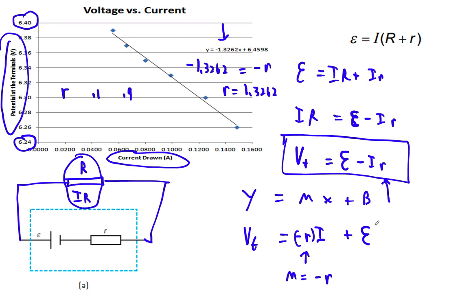Anyway, there you have it. This is a useful relationship. This is what's in the data packet. I'm going to bust out some examples here, and some of them we can use this. Some of them we have to have this idea, that the terminal voltage is just the EMF minus the voltage drop across the internal resistance. I'll show you how to do that in the next videos.